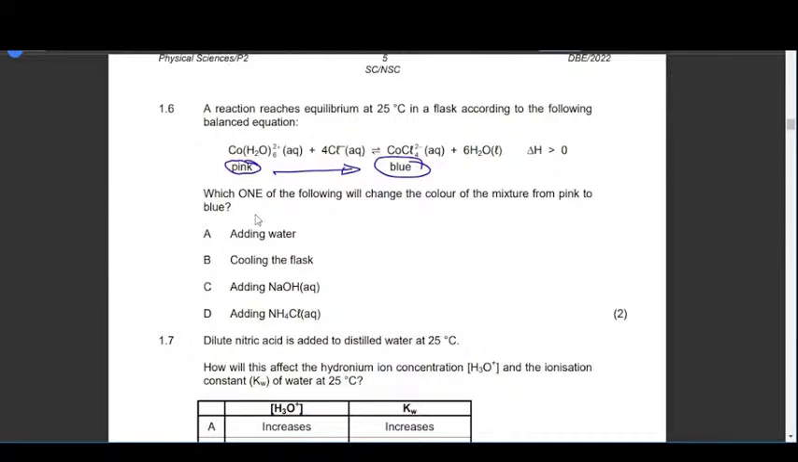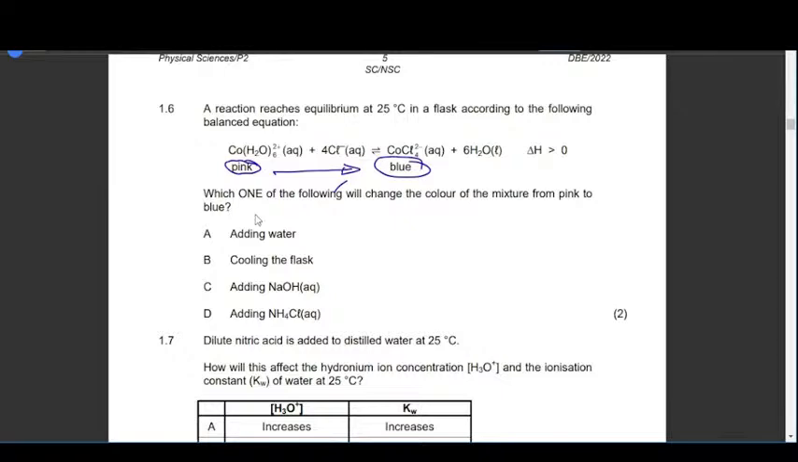So now let's look at this and we see. First one, adding water. No, water will not cause a big change in color. Cooling the flask, cooling, this is the enthalpy change is greater than 0. So cooling of the flask. Now adding sodium hydroxide, let me check and see. Adding sodium hydroxide will not cause this color to change.